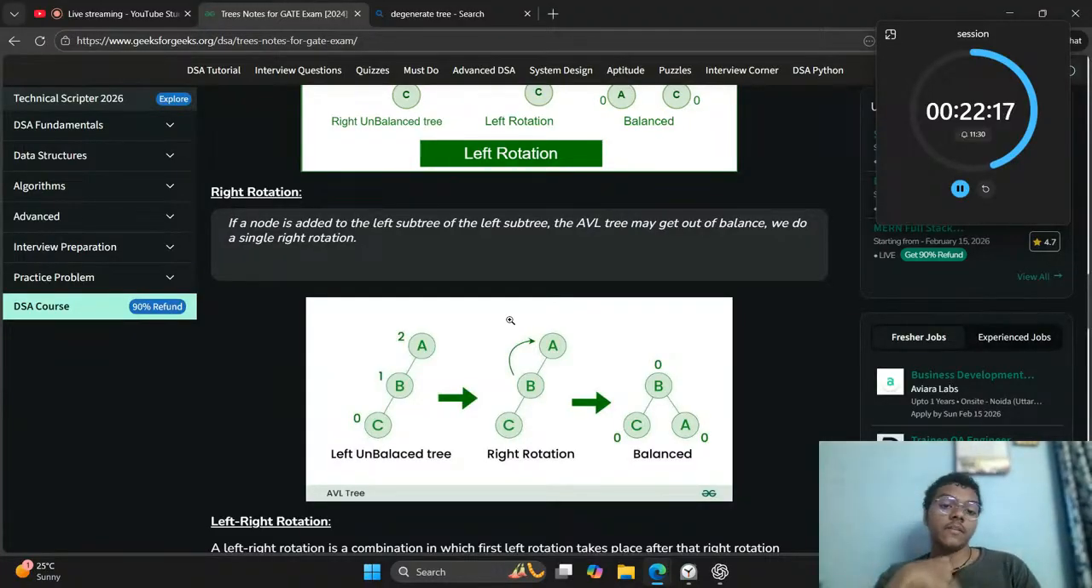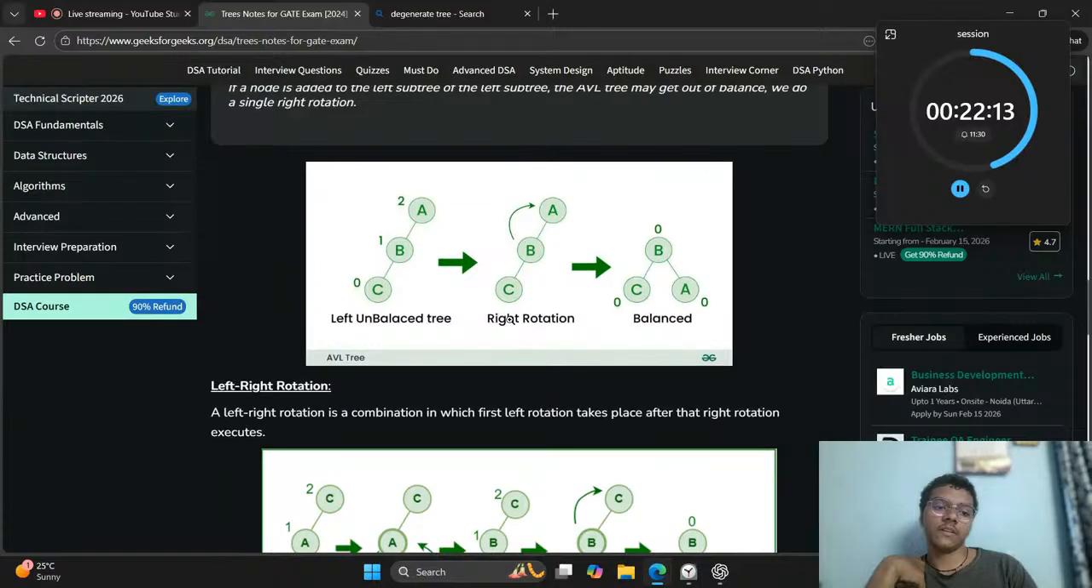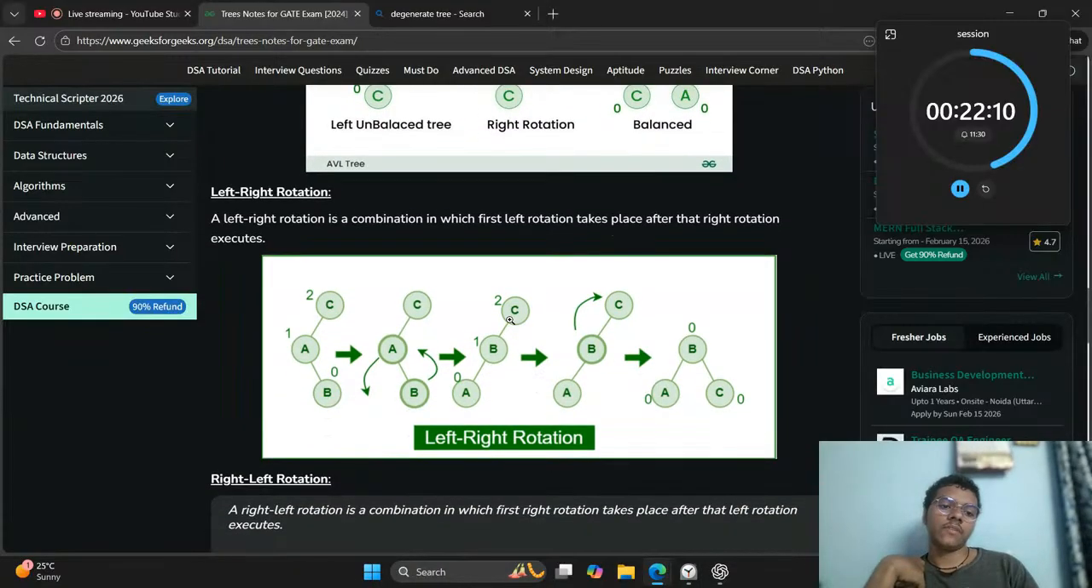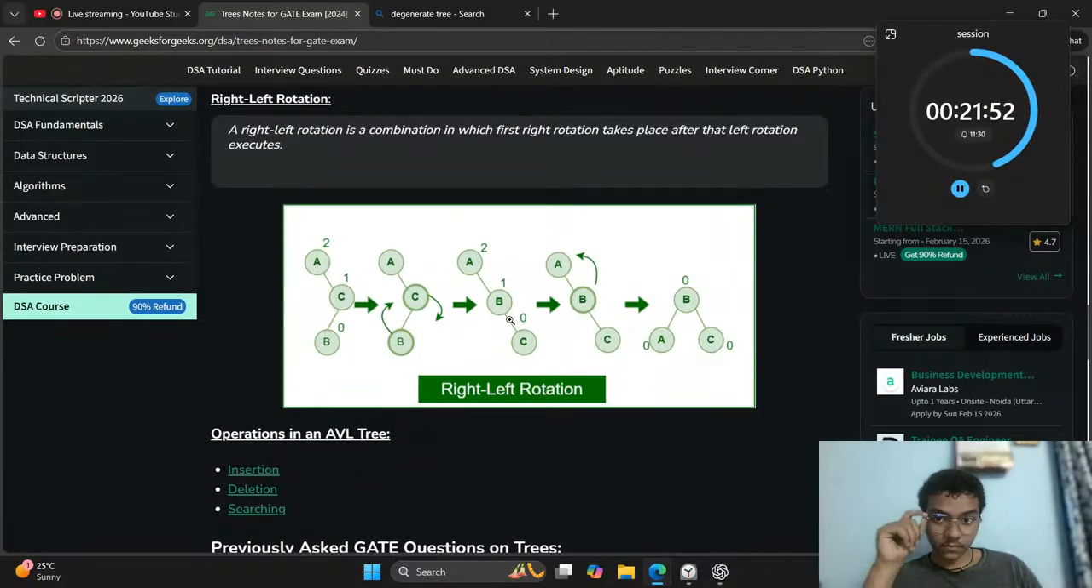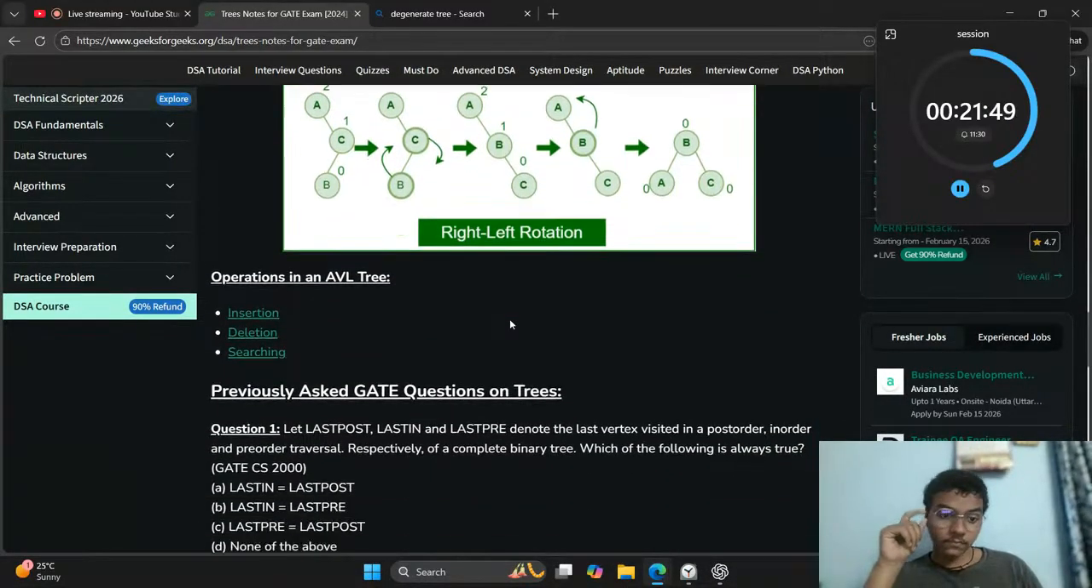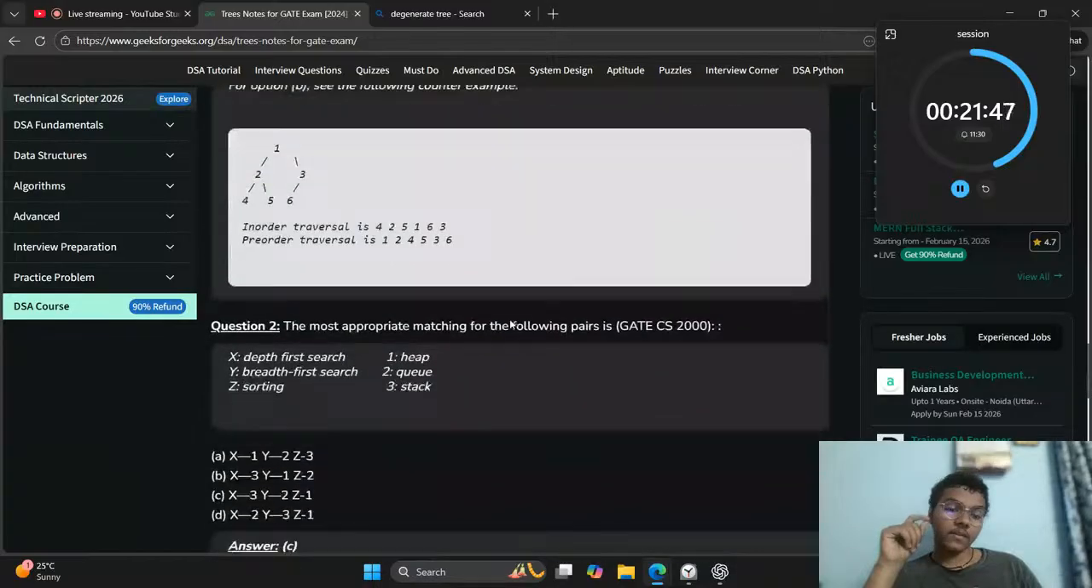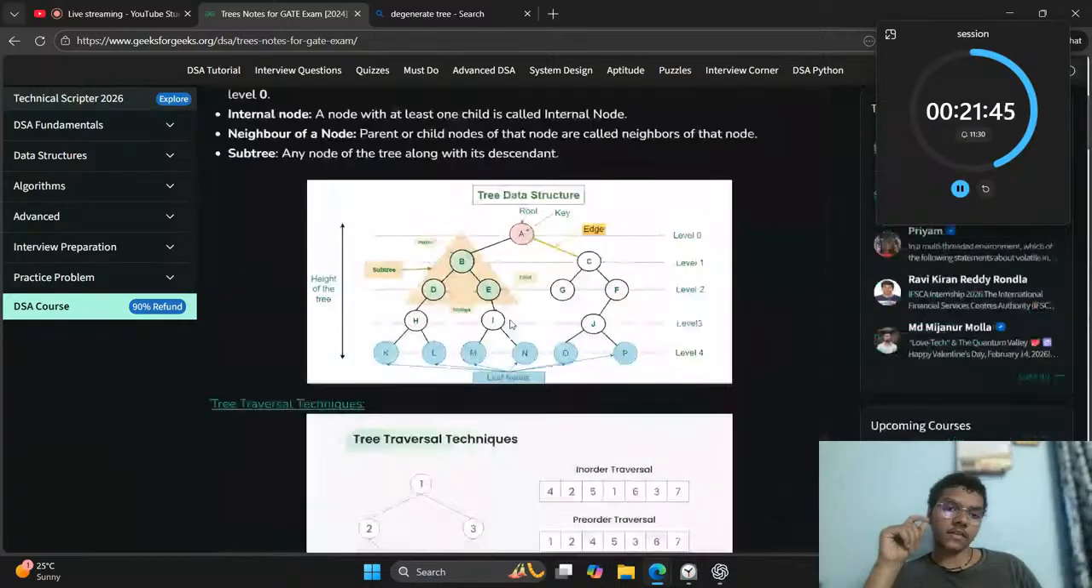If a node is added to the left subtree of the left subtree, then the tree goes out of balance. We do a single right rotation. A left-right rotation is a combination in which first a left rotation takes place, after which the right rotation executes. AVL tree operations include insertion, deletion, and searching.